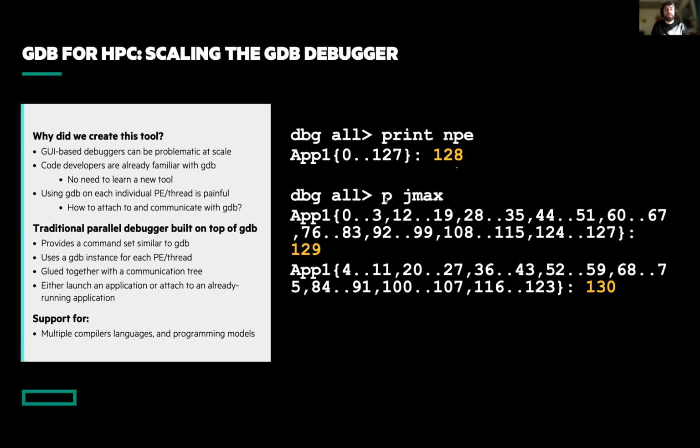Whereas for a separate value, JMax, which actually differs, we see two different process sets and the different values that they have. We glue all this together with a communication tree, and you can, like normal, simply launch an application or attach to an already running application and have a simpler way of debugging your program via GDB in the highly parallel case. This supports multiple compilers, languages, and programming models that we support within CCE.